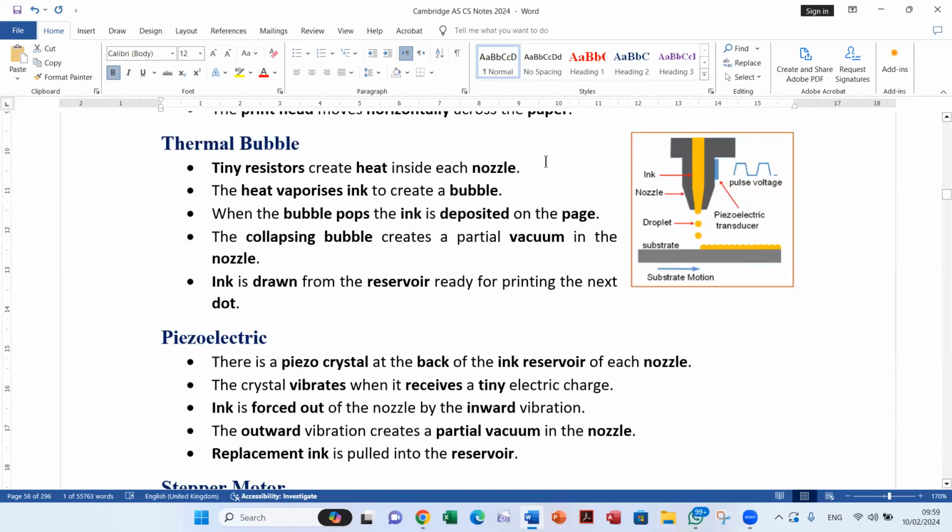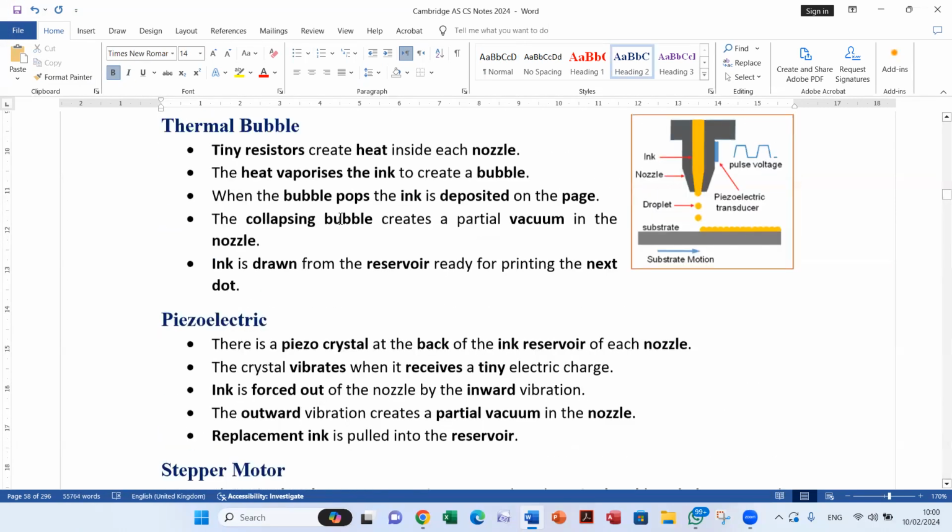In the thermal bubble, tiny resistors create heat inside each nozzle. The heat vaporizes the ink to create a bubble. When the bubble pops, the ink is deposited onto the paper. The collapsing bubble creates a partial vacuum in the nozzle. Ink is drawn from the reservoir, ready for printing the next dot. Every droplet creates a dot on the paper, or to be more precise, a pixel, because it's an image. So this is how thermal bubble works.